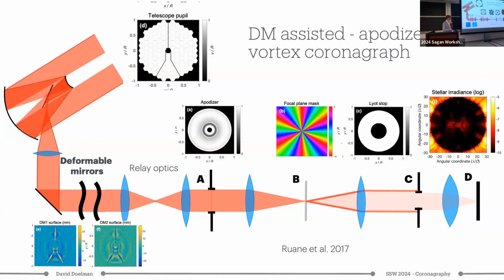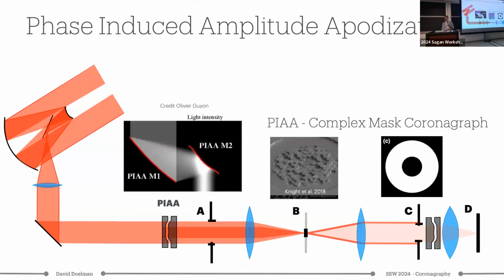Now you can also, with apodization, add more apodization with the deformable mirrors that might be in your system. So you add more complexity, you optimize these surfaces, you get more degrees of freedom, so you get better performance. This is done, the PSF that you have with 10 to the minus 10 contrast for a vortex and a very complex pupil shape. So it's the DM-assisted apodized vortex coronagraph.